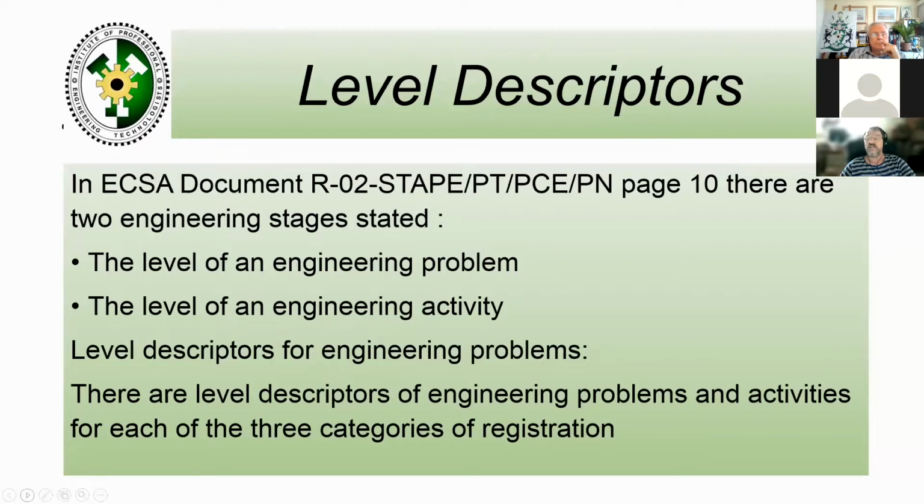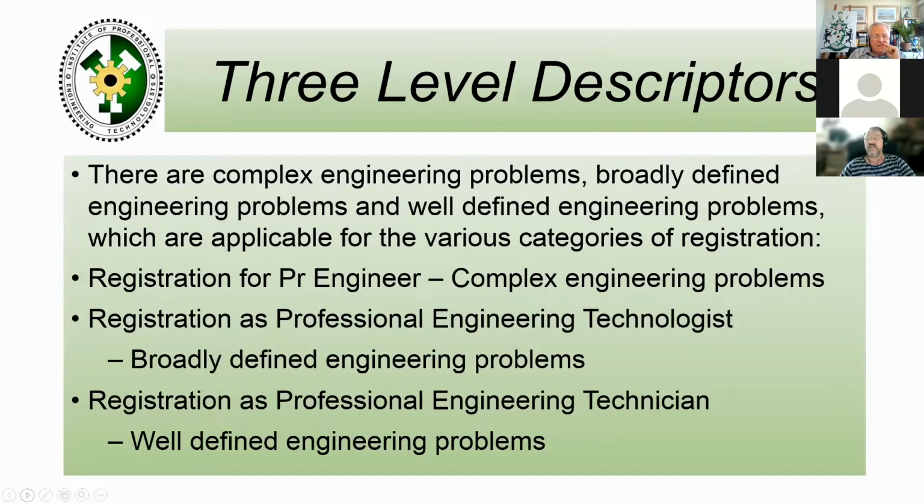Okay. Then your level descriptors are also in the ECSA document, the R02. I'm just saying page 10. There are 2 engineering stages stated: the level of engineering problem and the level of engineering activity. That's where your levels come in. There are level descriptors for engineering problems and activities for each of these 3 categories of registration.